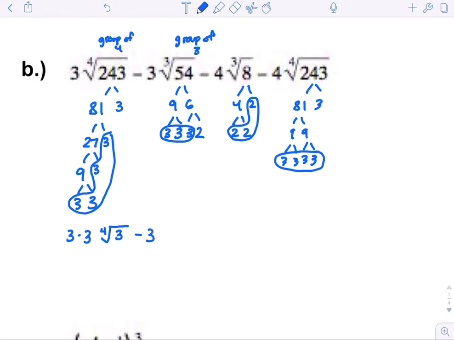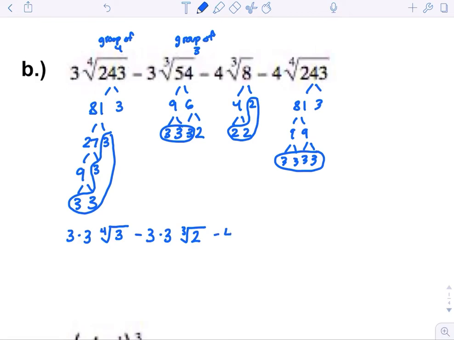Minus 3 comes from the outside, right? We found a group of 3 of 3's. So this represents the grouping, and then we got a cube root of any leftovers, which is 2. So any group you find gets to come on the outside. All of the leftovers still stay in the root.